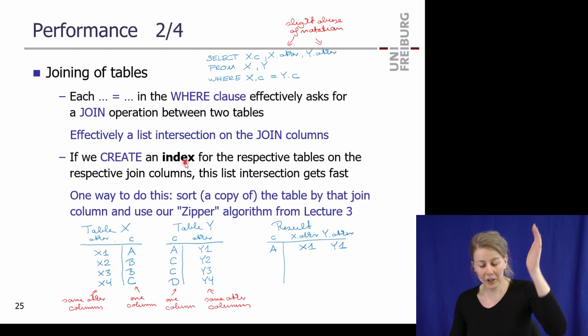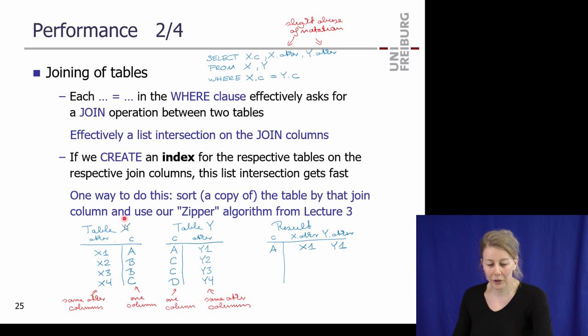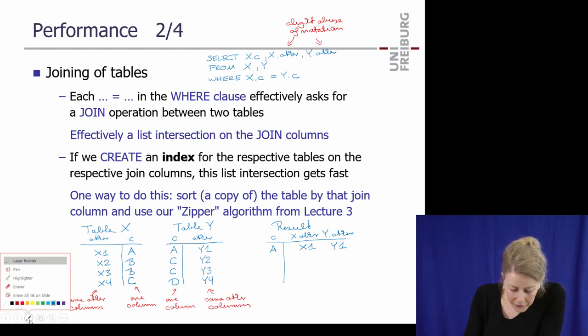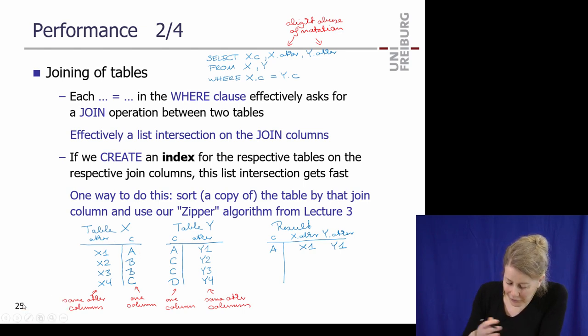It will create a copy, not really a copy of the table, with that sorted by that column. Of course, it will not create a copy. It will have a sorted column here, and it will have references to this other data, because it might be very large. You don't want to copy it. But conceptually, you have something like this. You build an index. Now I have that table ordered by that column, and that table also ordered by that column. And now I can do zipper. And it's very nice that a zipper from inverted index comes into play again.